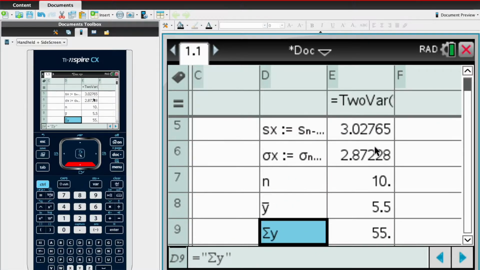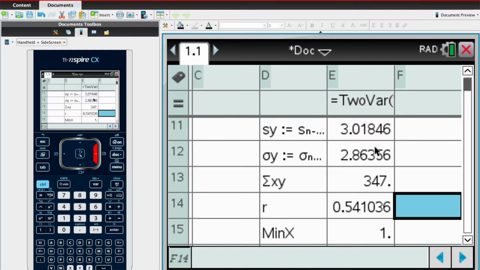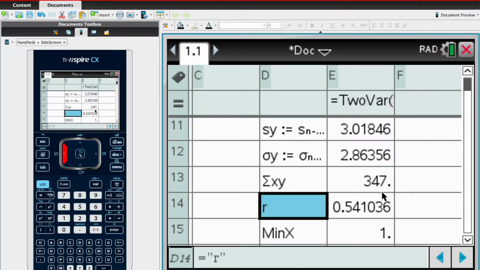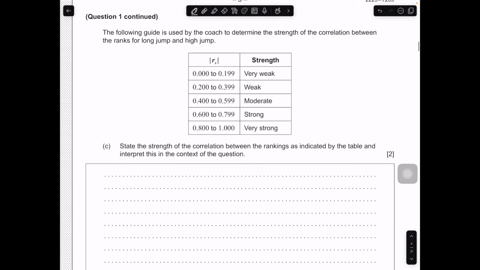Okay, so let's go down to find r. This is the same r that we would use for Pearson's, but since we provided our values and we ranked them, what we have now is Spearman's correlation coefficient. So that's our Spearman's correlation coefficient, 0.541.